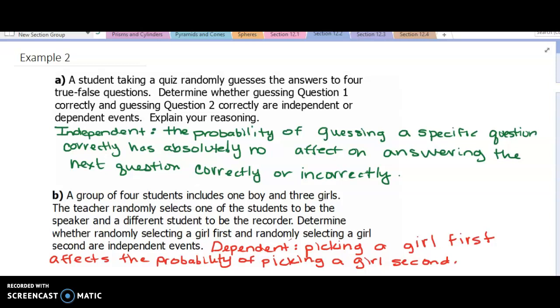Now let's look at B. It says a group of 4 students includes 1 boy and 3 girls. The teacher randomly selects one of the students to be the speaker and a different student to be the recorder. Determine whether randomly selecting a girl first and randomly selecting a girl second are independent events. Now here are our keywords. We're choosing different students. We choose a student, and that student can't be picked for the next one. So that would be dependent because what happens the first time does affect the second time, because you can't pick that same student.